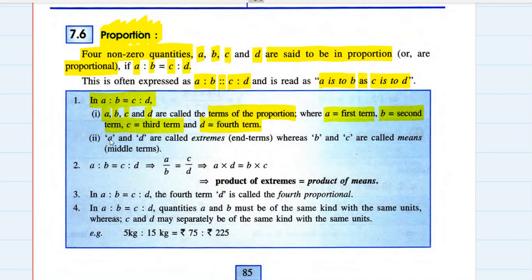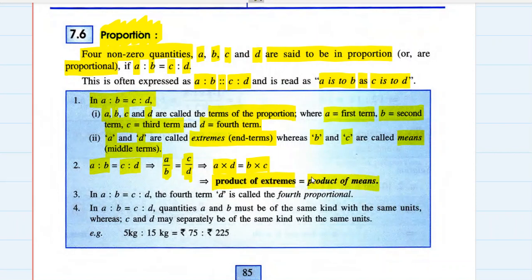The first and the fourth terms, that is A and D, are called extremes or end terms, whereas B and C are called means, middle terms. Also, A is to B is equal to C is to D means A upon B is equal to C upon D, which in turn means A into D is equal to B into C. That means product of extremes is equal to product of means.